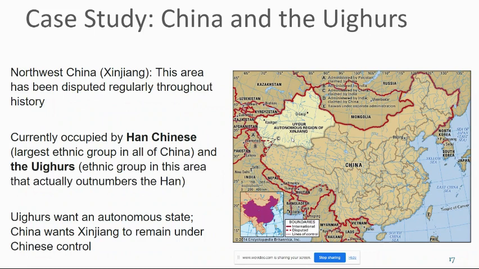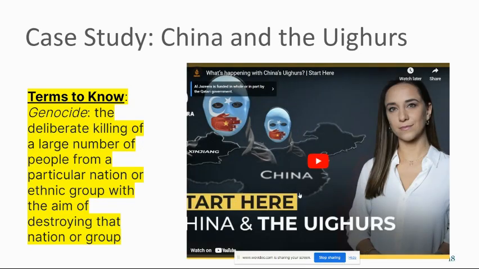If you speak out against the Chinese government, you're put in these re-education camps. People have had family members in these camps, and they don't know where these family members are, and they're reporting that they have been placed in these camps. So you're going to watch the video here, and then the word you need to write down is genocide. Some people have accused the Chinese of genocide against the Uyghur people, and genocide is the deliberate killing of a large number of people from a particular nation or ethnic group with the aim of destroying that nation or group.